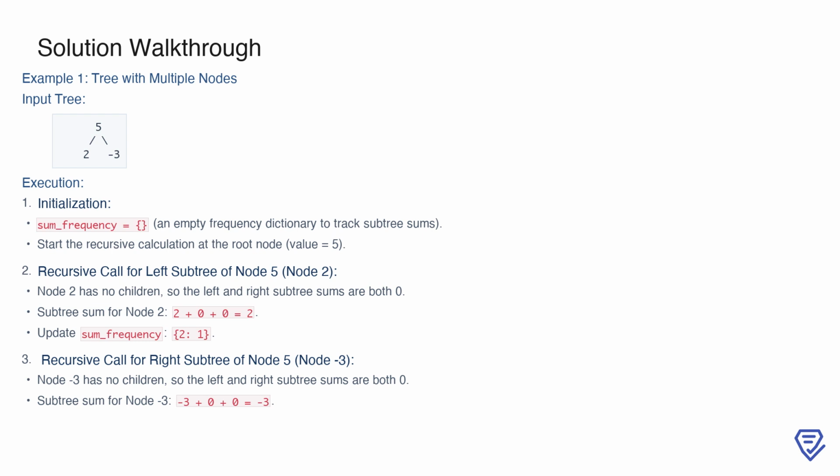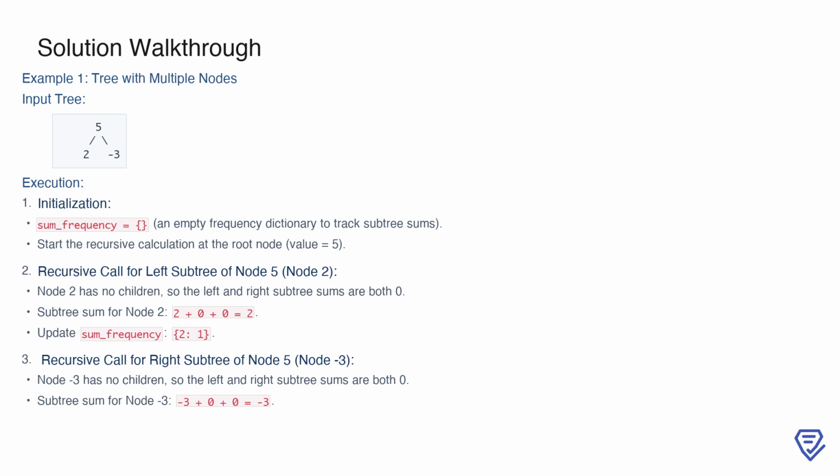The first step is to calculate the sum for the left subtree rooted at node 2. Since node 2 has no children, both its left and right subtree sums are 0. Therefore, the subtree sum for node 2 is computed as 2 plus 0 plus 0, which equals 2. We then update the sum_frequency dictionary to reflect this, setting the count of the subtree sum 2 to 1.